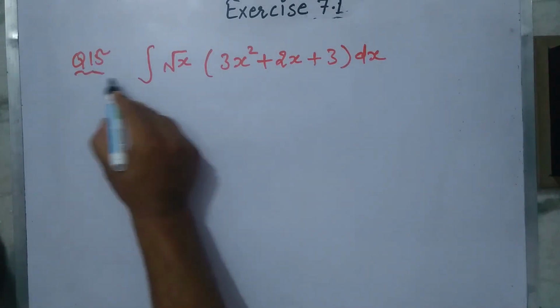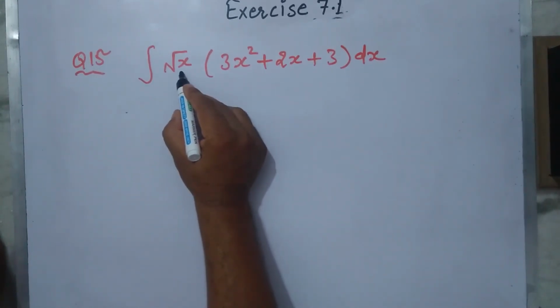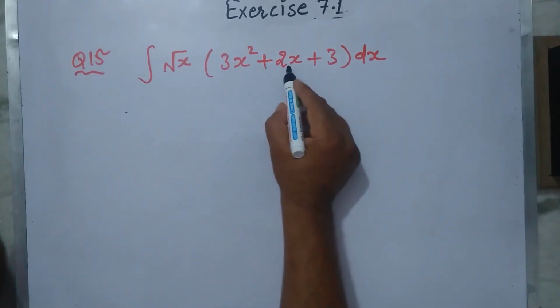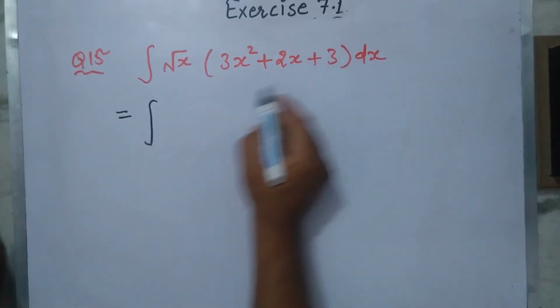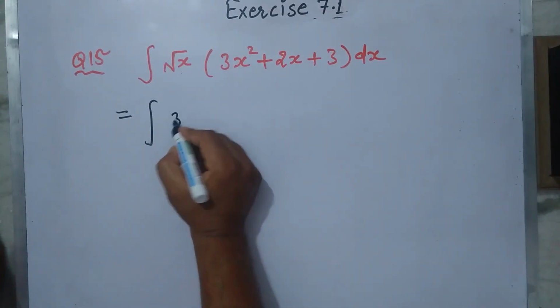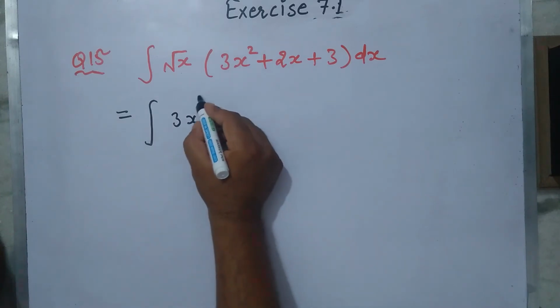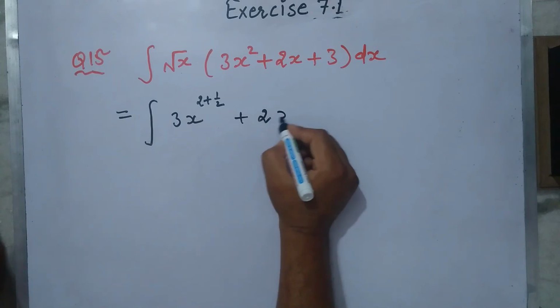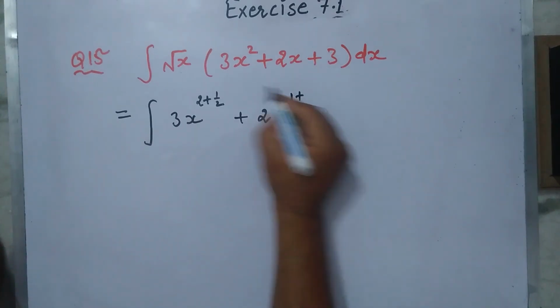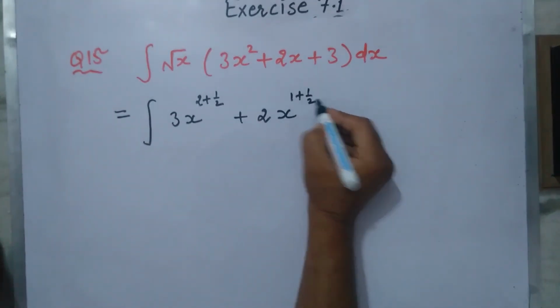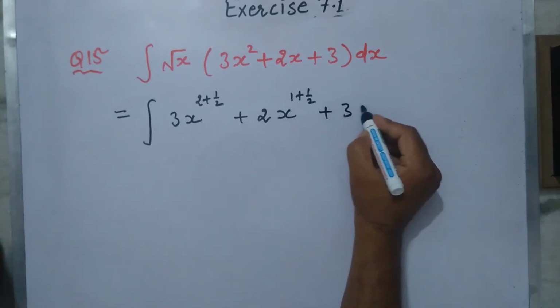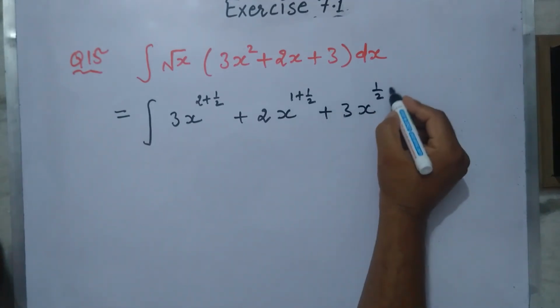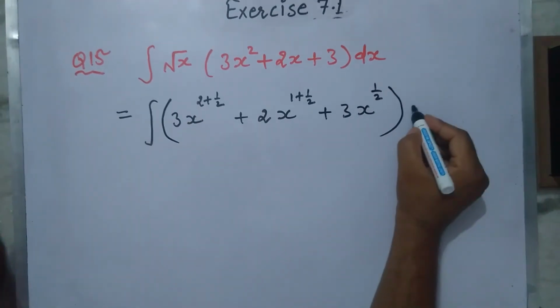Question number 15 is integration of square root of x into (3x^2 + 2x + 3). So multiplying this square root of x with every term, this is 3 into x raised to power 2 plus 1 upon 2, plus 2 into x raised to power 1 plus 1/2, since this is multiplied so the powers are added, plus 3 into x power 1 by 2, dx.